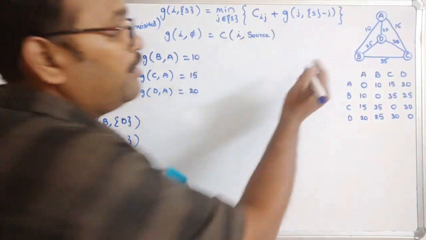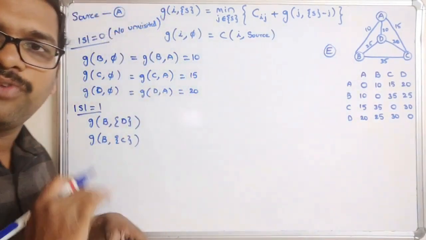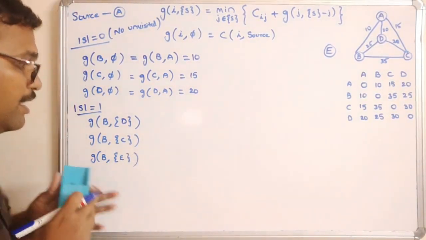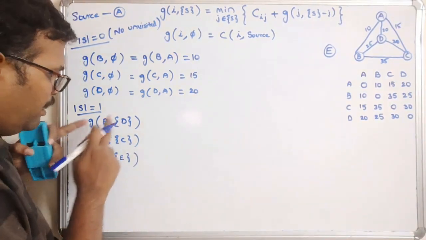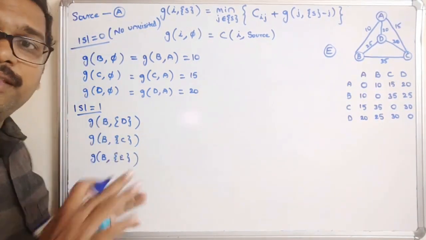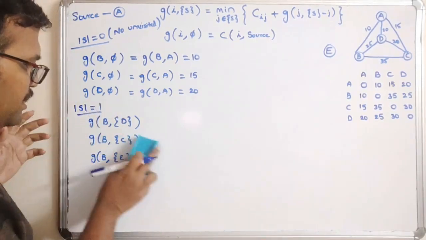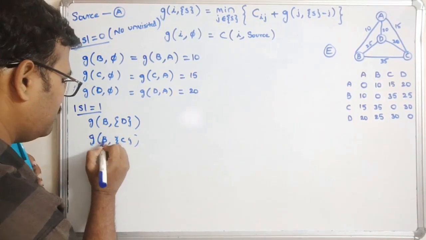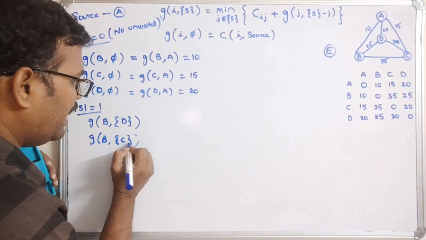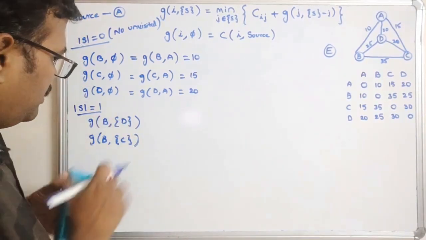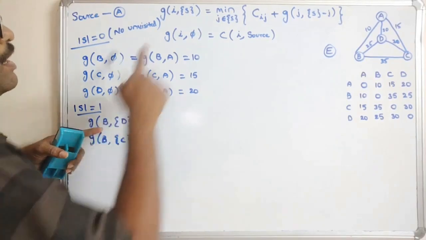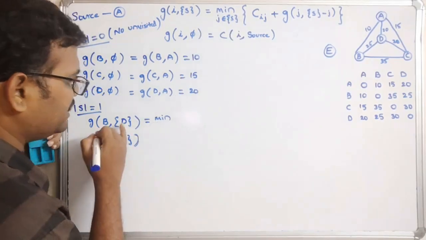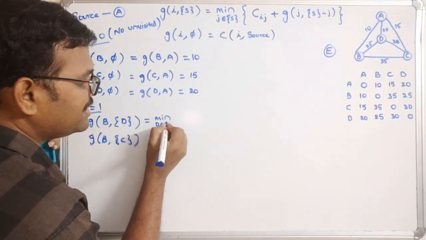So if there is one more vertex, for example, then we can write it here G, B comma E. That means there can be an edge between B and D, B and C, B and E. So the set contains 1 means having one unvisited vertex. So always I am getting an edge, right? So write down the formula here, B, D. So what is the minimum of J belongs to S? Here J means D. D belongs to set S.